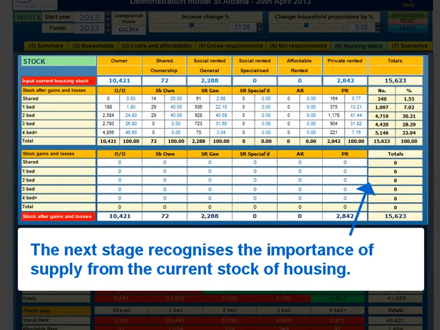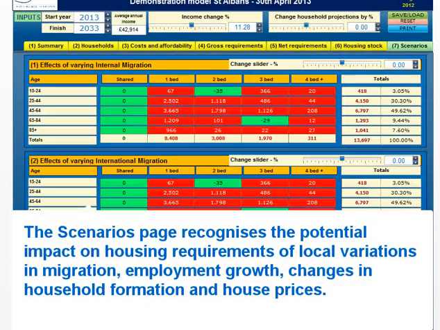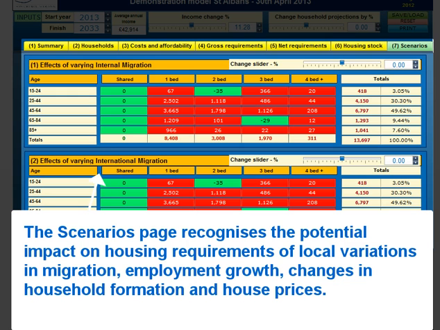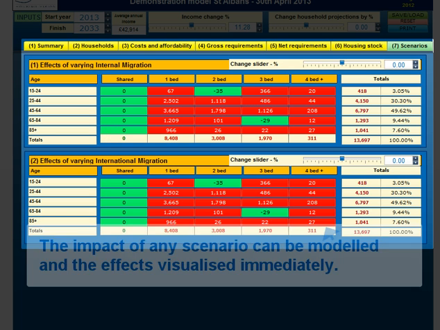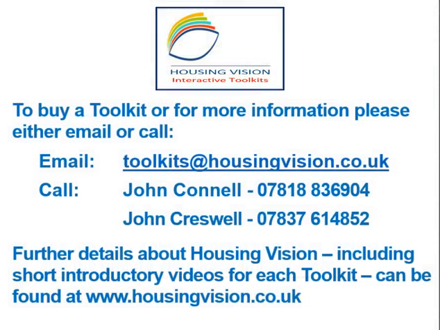The next stage recognises the importance of understanding supply from the current stock of housing, and that there may be historic mismatches between the requirements of existing households and the housing they occupy. Finally, we recognise the potential impact on future housing requirements of local variations in such important factors as internal and international migration, employment growth and changes in household formation. The impact of any scenario can be modelled and the effects visualised immediately.